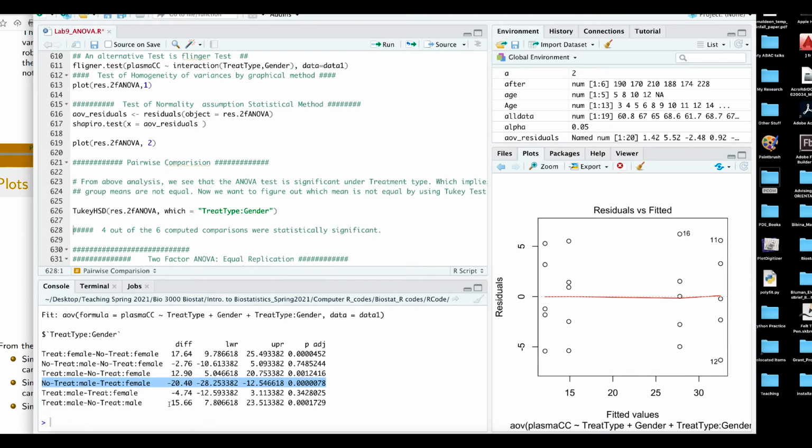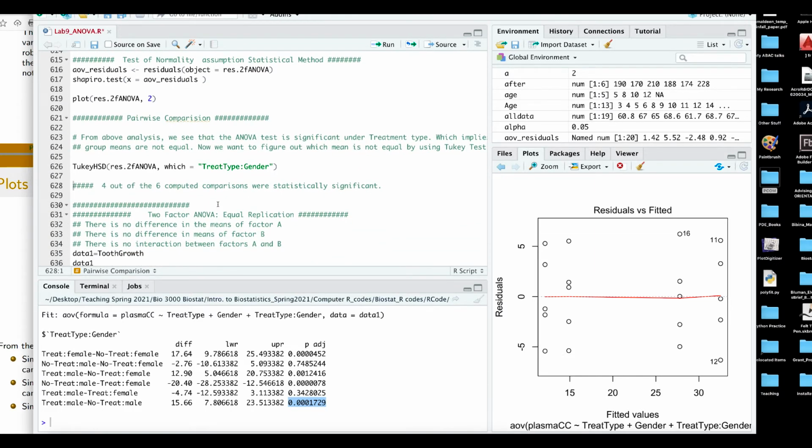That means, look at this, the average of the treated female and the average of the no treated female are not equal. Another one is the average of the treated male and no treated female are not equal, right? The average of the no treated male and no treated female are not equal, and the average of the treated male and no treated male are not equal as well. So treatment has impact on the plasma CC, right? Because the treated and no treated have different averages. That's what we see.